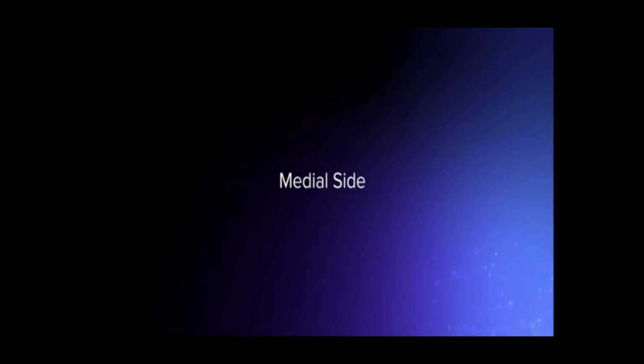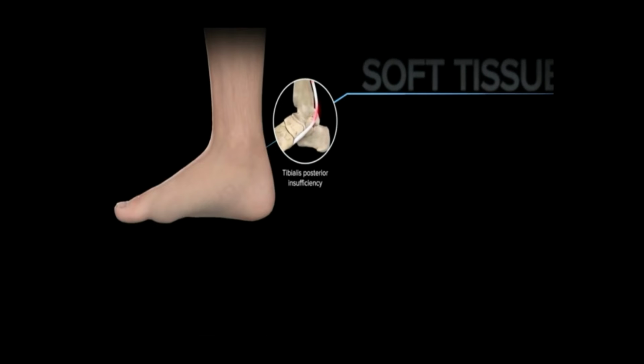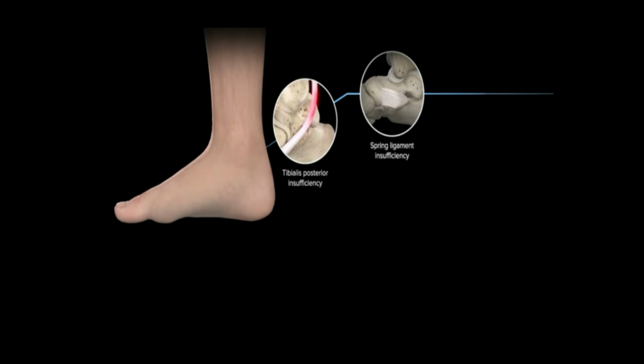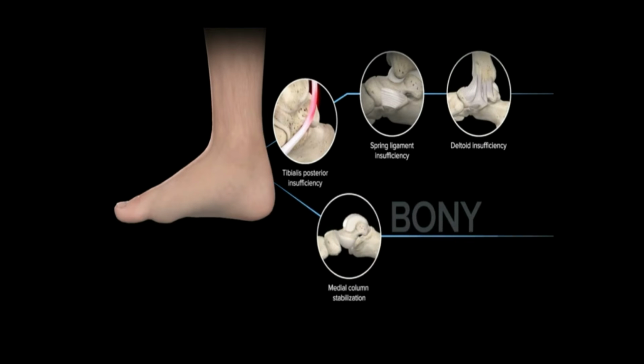On the medial side, we will highlight some procedures that are performed to correct the pathology associated with tibialis posterior tendon insufficiency, the attenuated spring ligament, the deltoid ligament complex, and the bony corrections that address medial column instability. Joint fusion procedures will not be covered in this topic. However, based on patient factors, in rare cases, this may be the preferred surgical solution.